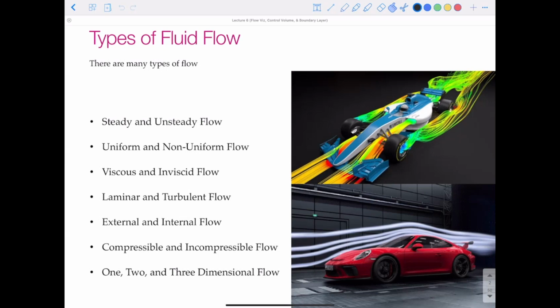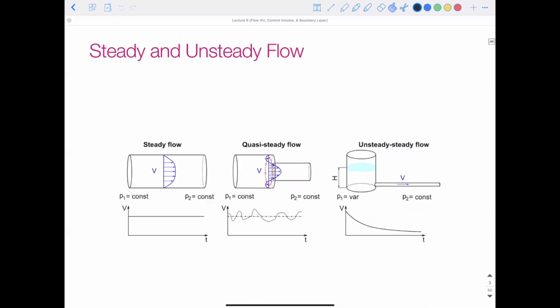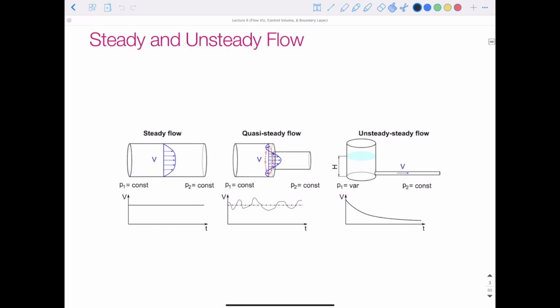But for each one of these conditions, we typically have flow is one or the other. It's steady or unsteady, uniform or non-uniform, and so on. So what is steady and unsteady flow? Well, just to show a diagram here, steady flow is essentially flow where any flow condition does not vary with time. So flow conditions could be pressure, velocity, density, temperature. These are all constants. They're not changing with time.